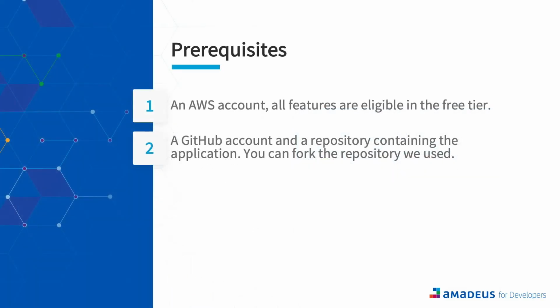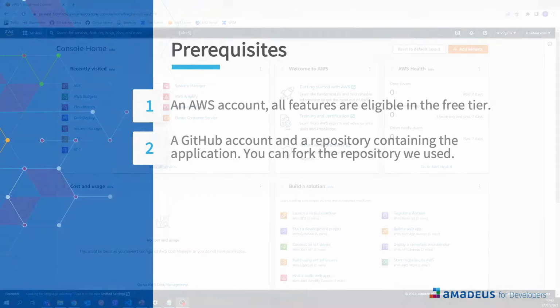Now let's jump right into the prerequisites. First, you need an AWS account. And although all features used in this tutorial are eligible in the free tier, you should pay attention because when you reach certain limits, AWS starts charging for their services. So it's highly recommended to check the AWS pricing before starting. And then you just need a GitHub account and a repository containing the application you want to deploy. You can use ours, just by forking the repository we used. The link will be in the description.